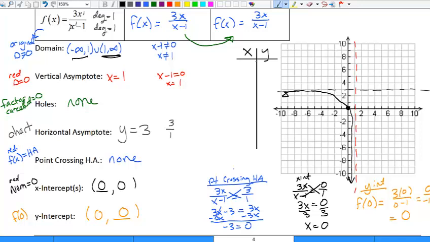So I'm going to just go ahead and pick another point. So another point that I'm going to pick is to the right of 1. So I'm going to go ahead and pick 2. So I'm going to evaluate f of 2. And again, always use the reduced form, unless you're doing domain, it's going to be a whole lot easier that way. So I'm getting 6 over 1, which is just 6. So I have the point 2, 6. So at 2, 6, I have a point right here.